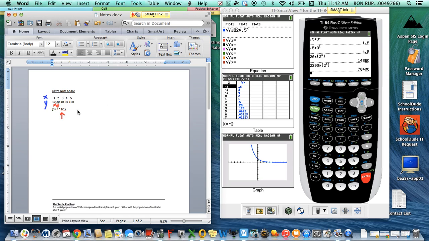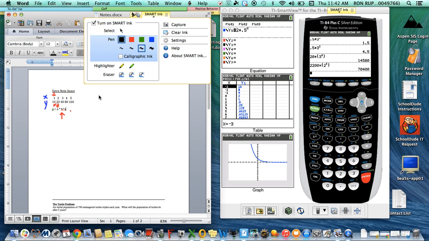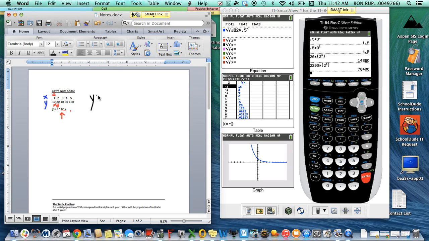So now we're going to pick one of our values. Let's do this one because that's really easy. So we're going to plug 1 in for x and see what that should be. So right now I know my b value has to be 2. So we've got y equals a times 2 to the x. So I'm going to plug 1 in there. And when that happens, my answer should be 10.